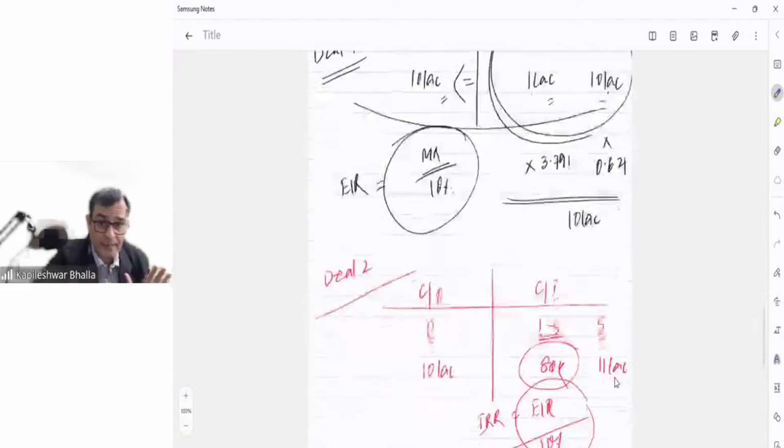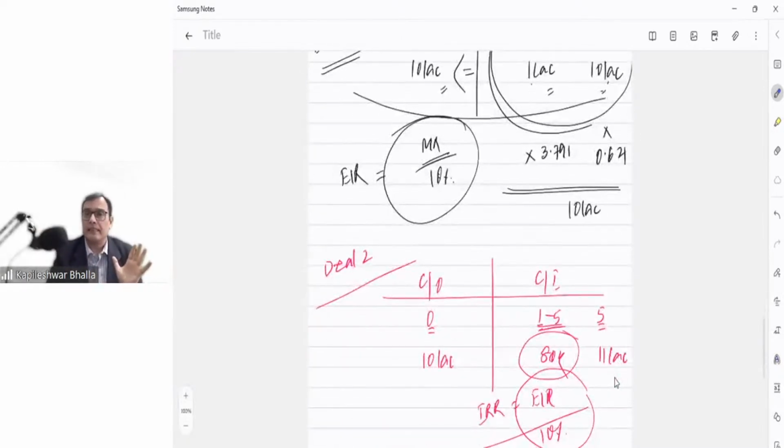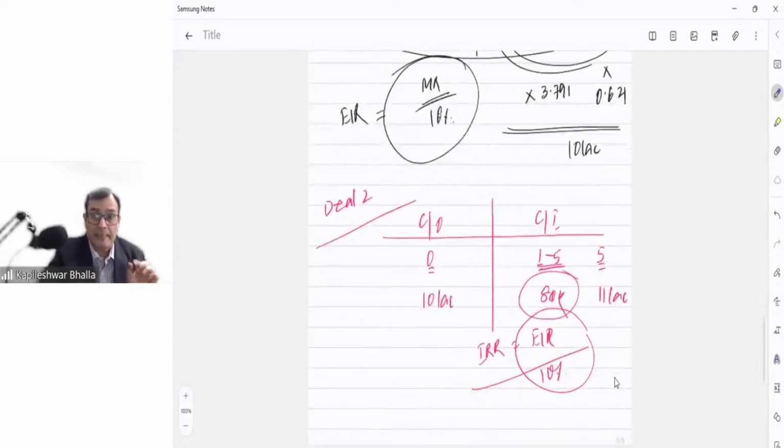But look at the second deal. In terms of the second deal, if you lay down the data in absolute terms, we know that we are getting 8% every year and we're getting 11 lakhs at the end of the fifth year.